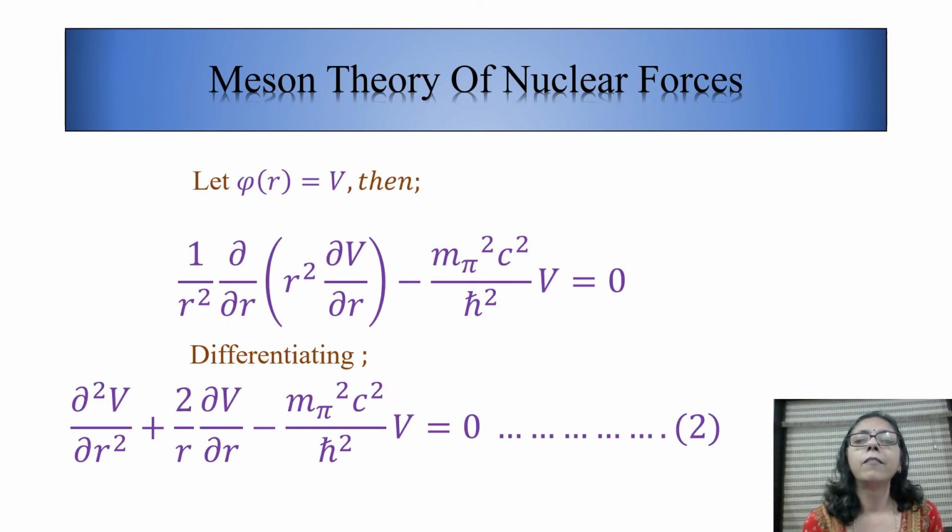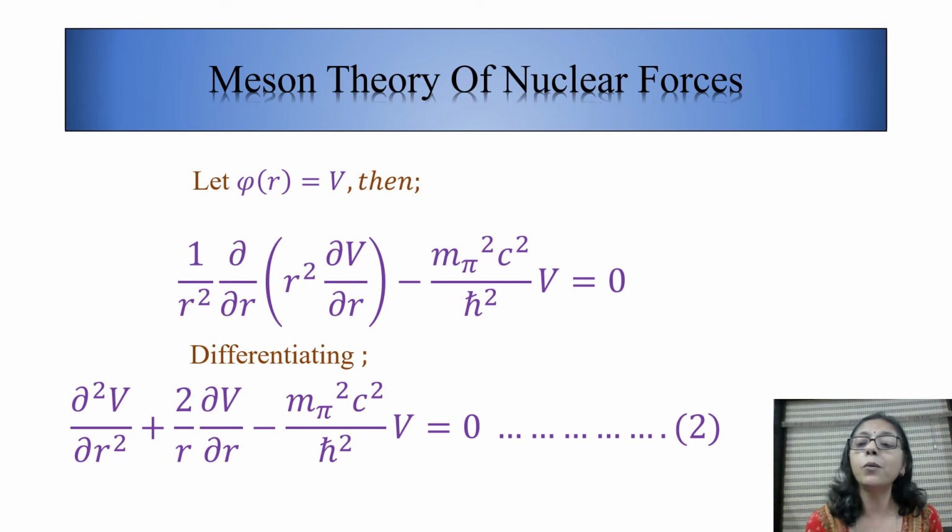Let phi of r be equal to v. Then replacing phi of r in the earlier equation, we would get 1 upon r square del by del r of r square del v by del r. It was earlier del phi by del r. So now we are writing it as del v by del r, minus m pi square c square upon h cross square v is equal to 0.